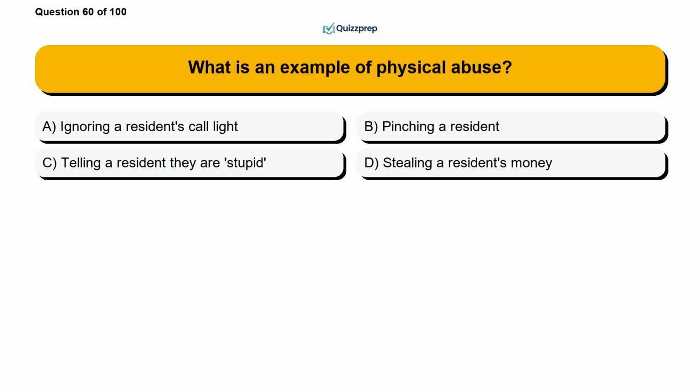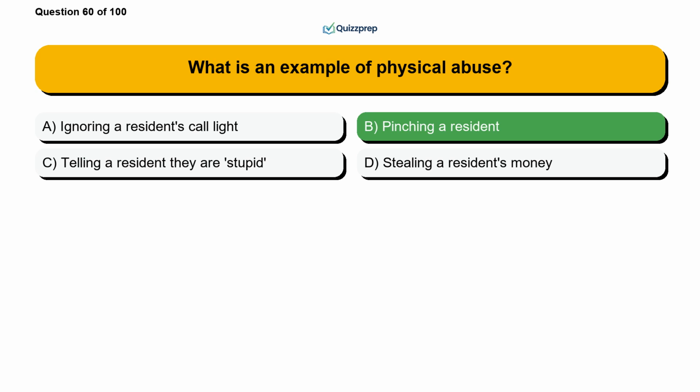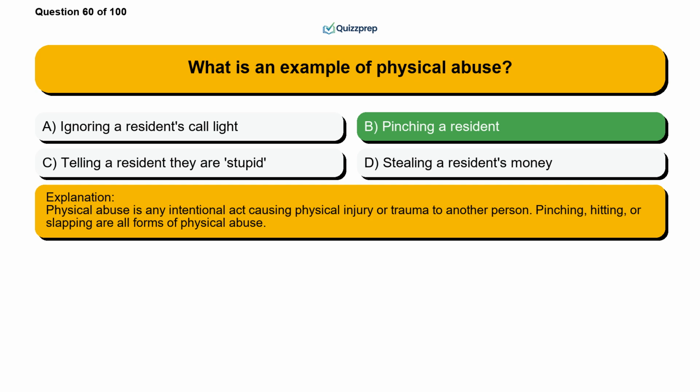Question 60. What is an example of physical abuse? Option A, ignoring a resident's call light. Option B, pinching a resident. Option C, telling a resident they are stupid. Option D, stealing a resident's money. The correct answer is option B, pinching a resident. Physical abuse is any intentional act causing physical injury or trauma to another person. Pinching, hitting, or slapping are all forms of physical abuse.